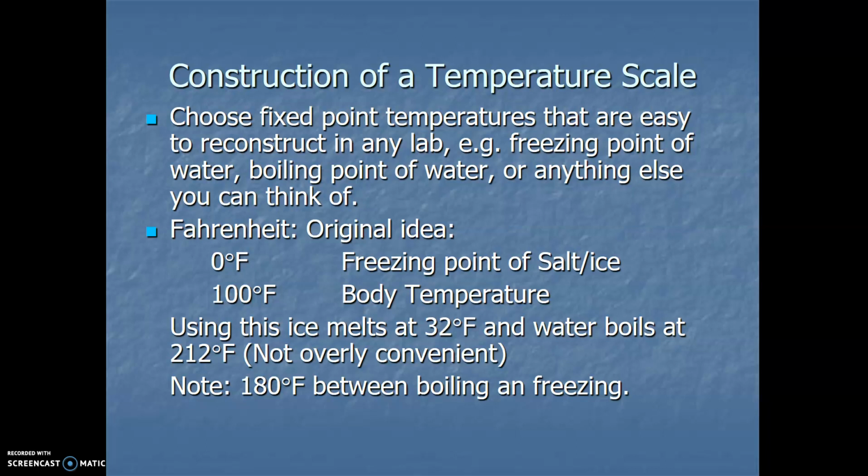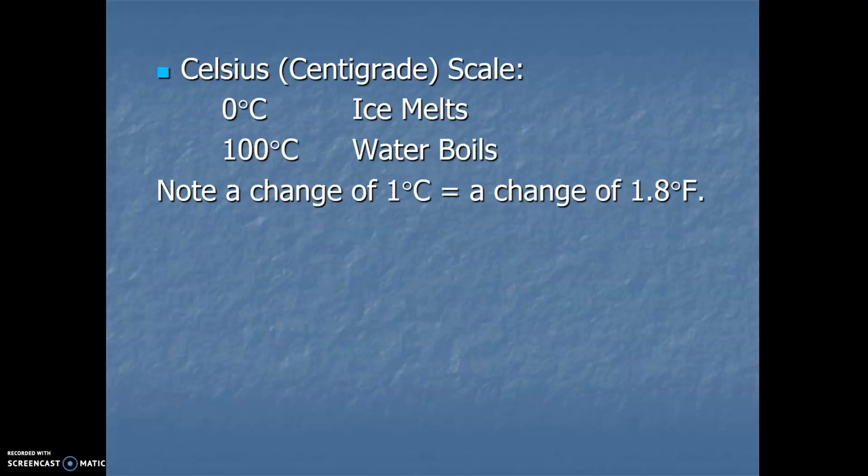So, the construction of the temperature scale. Before we can talk about heat, we have to talk about temperature. In order to do that, we have to choose a fixed temperature that is easy to be reconstructed by any lab or any other scientist. The freezing point of water and the boiling point of water is what the Celsius scale is. But the Fahrenheit scale was the freezing point of ocean water, and 100 degrees was the average body temperature at the time that Mr. Fahrenheit made it. This makes ice melt at 32 degrees and water boil at 212. Not overly convenient, but that is a scale that we use commonly, the Fahrenheit.